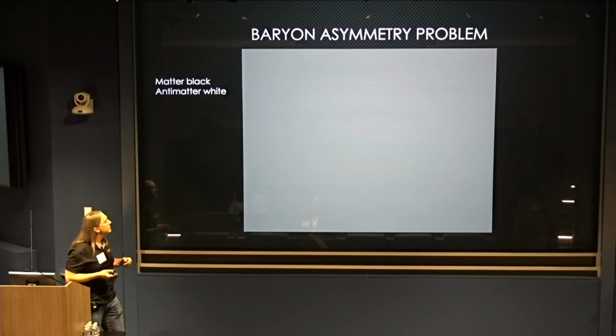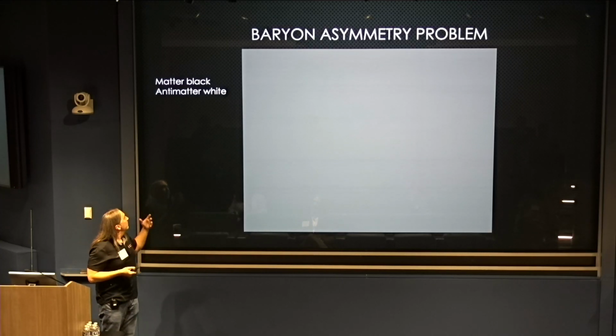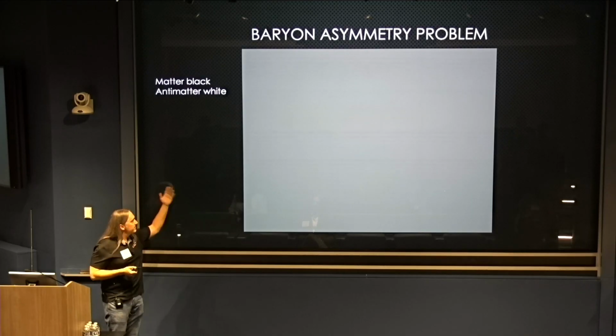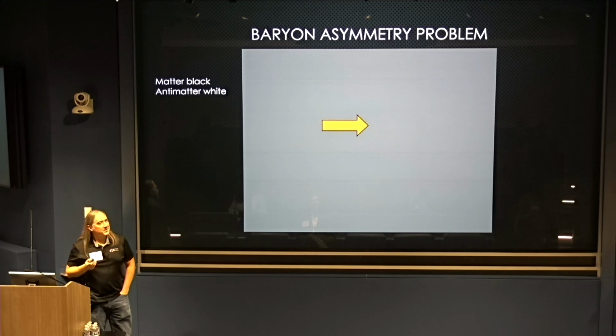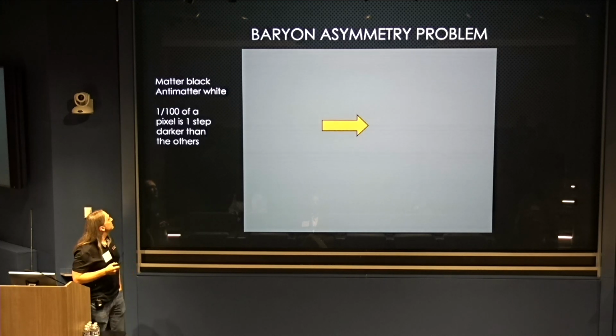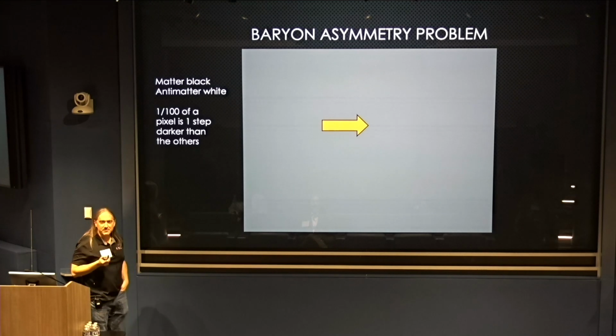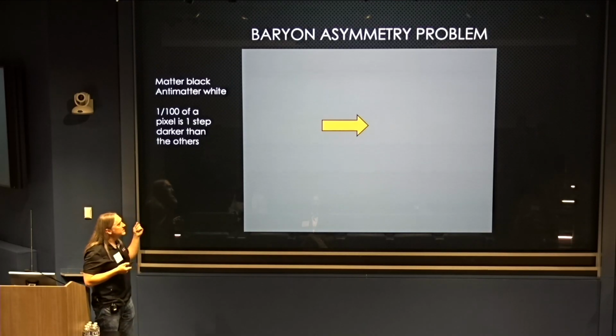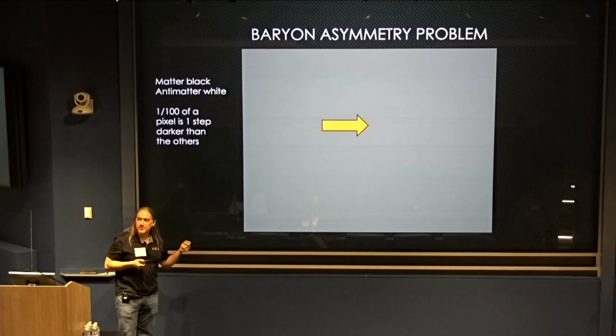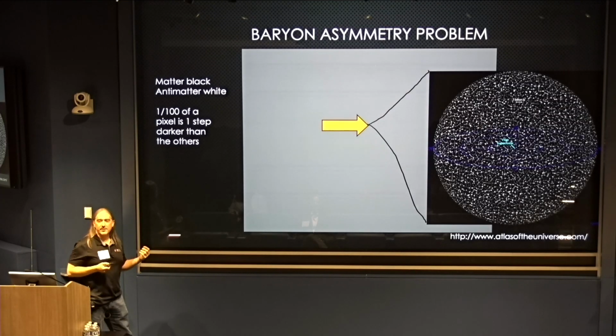So I took a photo of the early universe here. Matter's black and antimatter's white. You see it's quite a uniformly gray photo. If you squint very hard, right there, you still won't see the difference, because the difference would be 1/100th of a pixel being just one step darker than medium. So this is an incredibly small asymmetry between matter and antimatter in the early universe, but that's all the matter that we see, right?